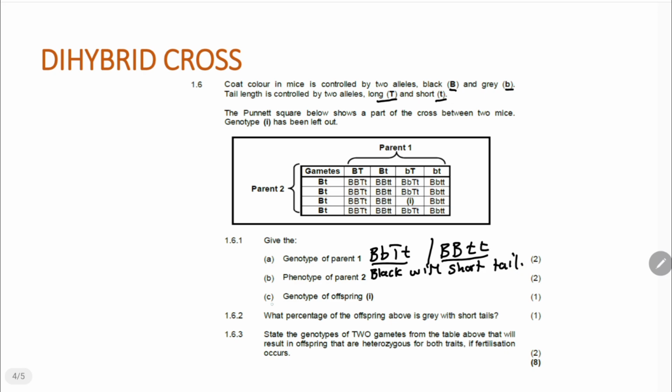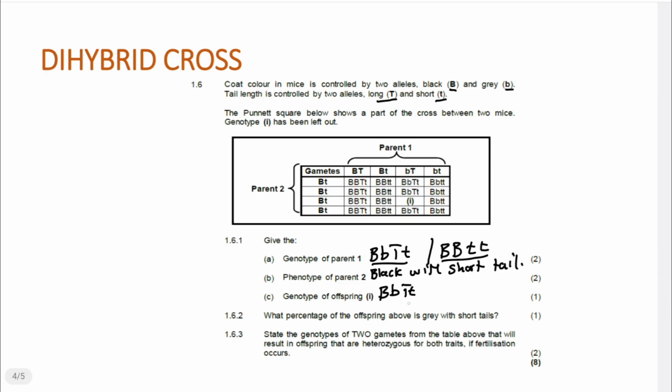Number C, it says give the genotype of offspring that is in Roman figure number 1. Now let's look at the offspring with Roman figure number 1, right? It is made from capital letter B on parent number 2 and small letter b from parent number 1. So we know that it is going to be capital letter B, small letter b, right? And capital letter T from parent number 1 and small letter t from parent number 2. So it will be capital letter T, small letter t. So offspring number 1 is heterozygous for both traits.